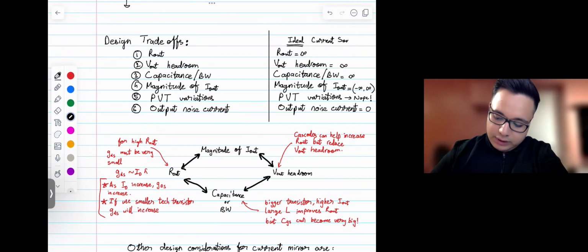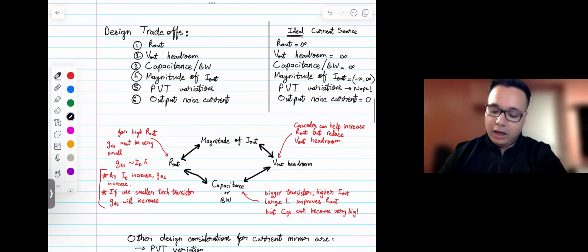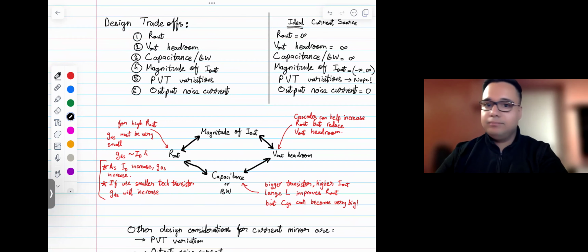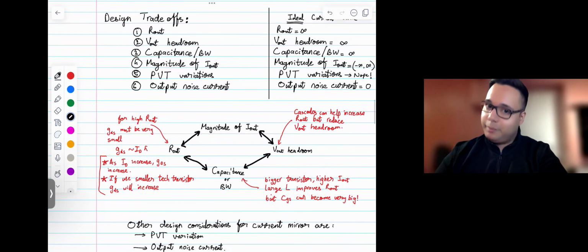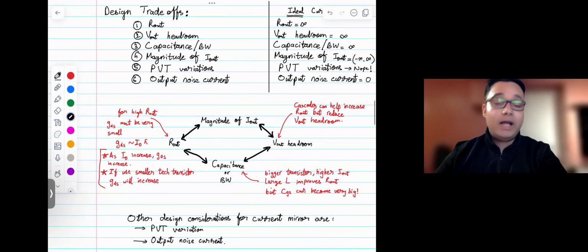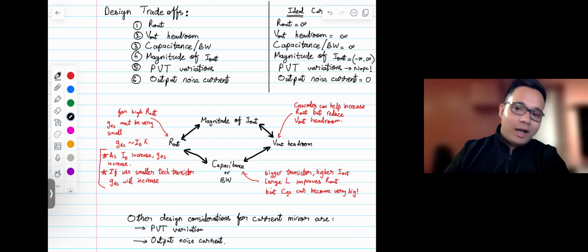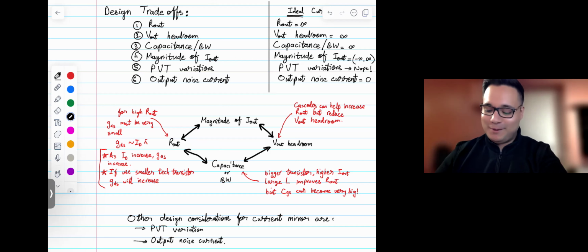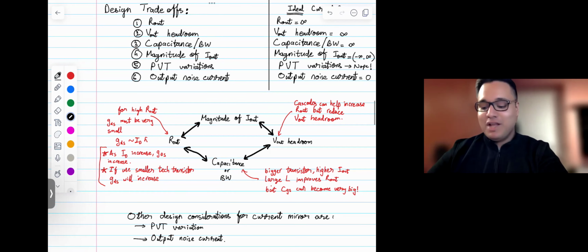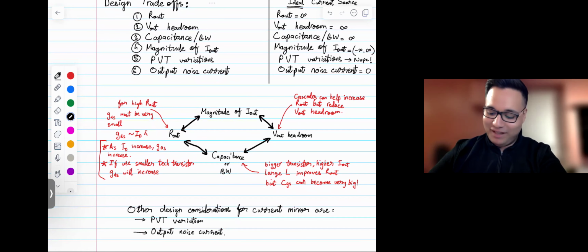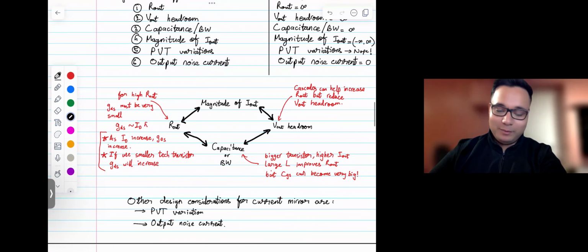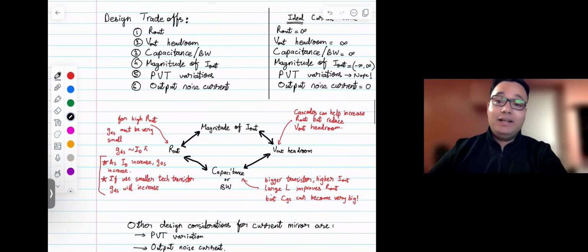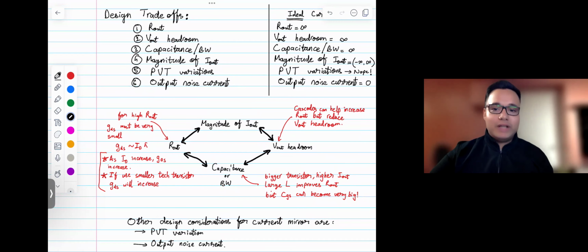We realize an ideal current source with a current mirror, but regardless, R out would ideally be infinite. The voltage headroom would be infinite. The capacitance or the bandwidth would also be infinite, ideally. The magnitude of the I out would not matter. You could draw or source currents in the nanoamps, the femtoamps, or amps, regardless. You would have the whole range, and you can just have whatever I out you want, ideally. PVT variations, nope. They won't exist, and the noise current will be 0. So that's ideal. And obviously we don't have that in the real world.